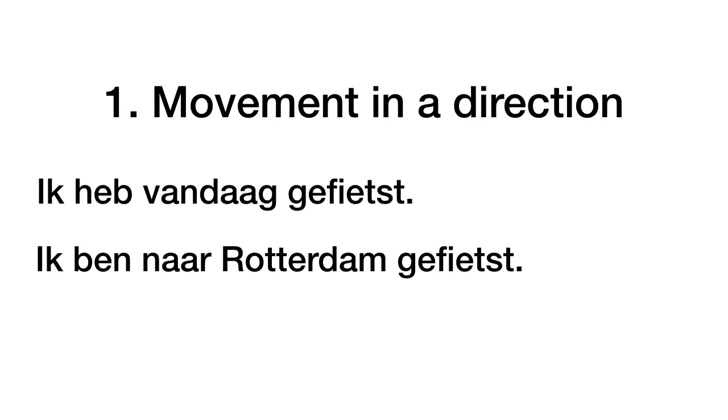In both sentences, we use the perfectum of fietsen. But in the first sentence, we use heb. And in the second sentence, we use ben. Why is that? It's because we have a movement in a direction. It's not enough to have a movement, it has to be in a direction. Like Rotterdam, for example.